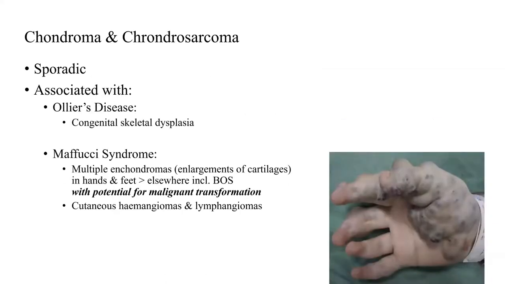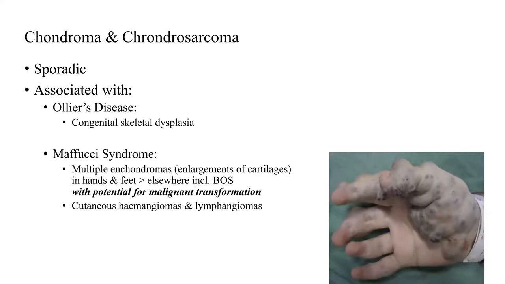And they may be sporadic, or they may be associated with two other diseases, neither of which are congenital. They are acquired diseases that can be associated with chondromas and chondrosarcomas. So Ollier's disease is a congenital skeletal dysplasia, and Maffucci's syndrome is having multiple enchondromas, which is basically just an enlargement of the cartilage, usually in the hands and feet, but also sometimes in the base of skull. And the significance is that there is potential for malignant transformation.